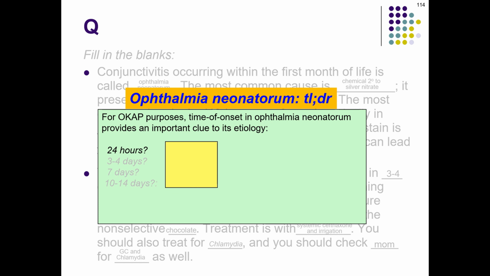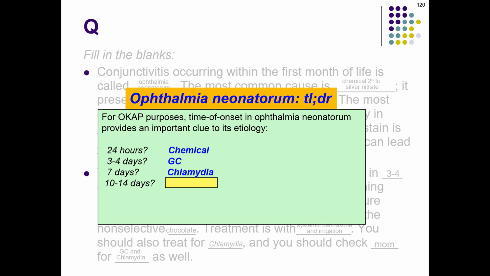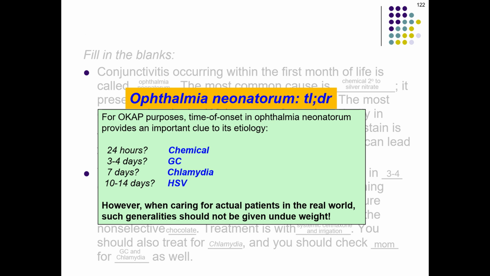So for just OKAP purposes, and this is a very common MCQ question, the time of onset in ophthalmia neonatorum usually provides an important clue to its etiology. If you see ophthalmia neonatorum within the first 24 hours, this is chemical, secondary to silver nitrate. If you see it within 3 to 4 days, it's gonorrhea. Within 7 days, it's chlamydia. And within 10 to 14 days, 2 weeks, usually herpes virus. However, in the real world, these general rules should not be given undue weight.